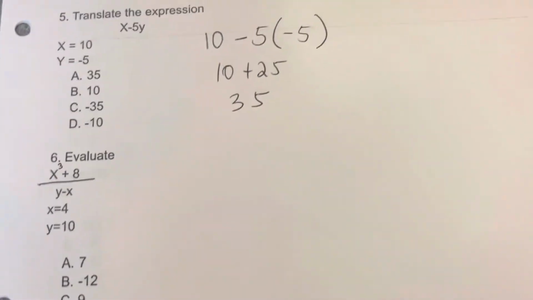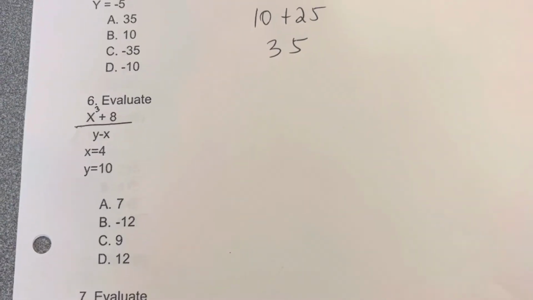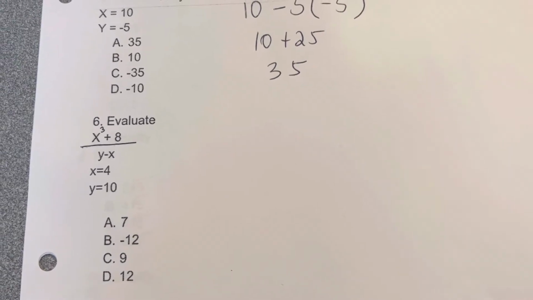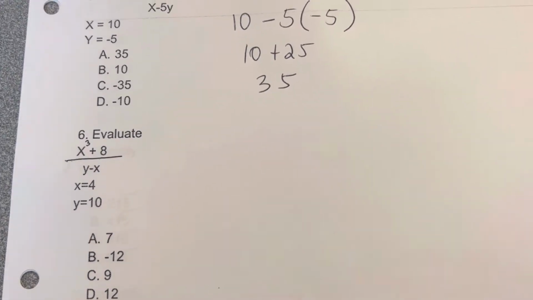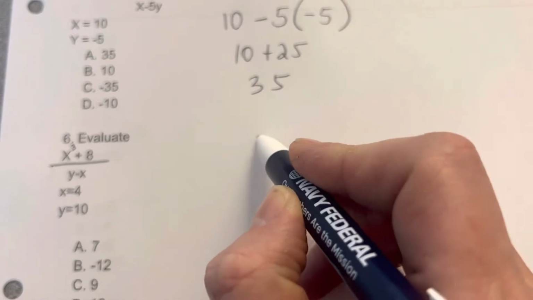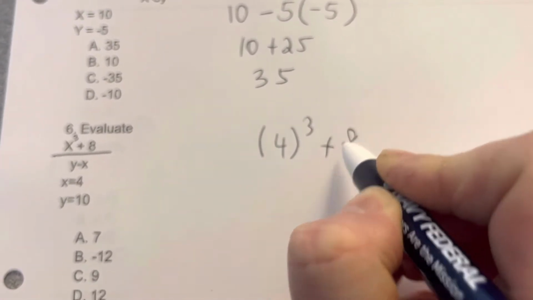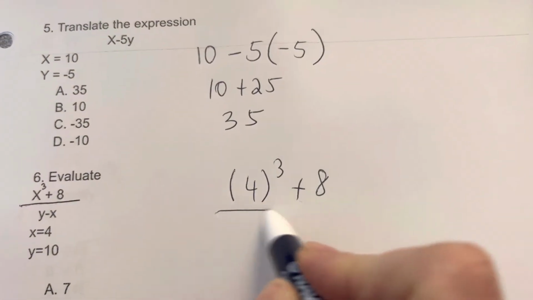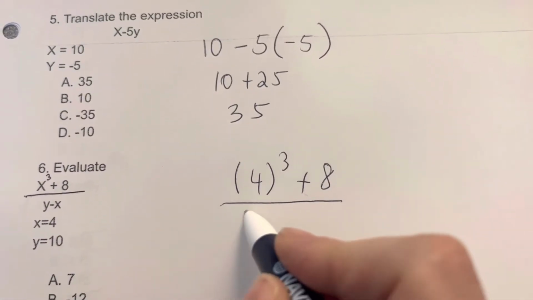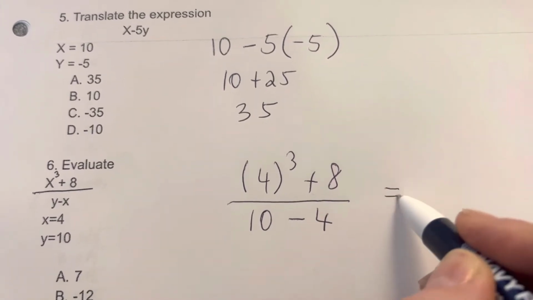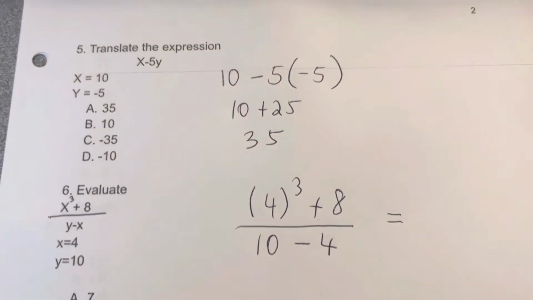All right, number 6. We have x to the 3rd power plus 8 divided by y minus x. We are doing the same thing. We are substituting our values. So our x is 4 to the 3rd power plus 8, divided by y is 10 minus 4. So now you can work it out by hand, or you could go to Desmos and just enter it in, and it'll give you an answer.